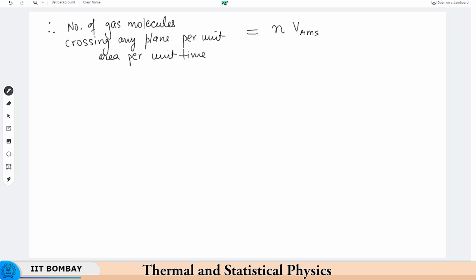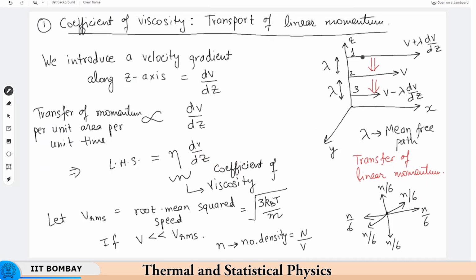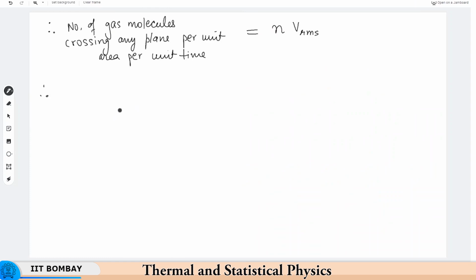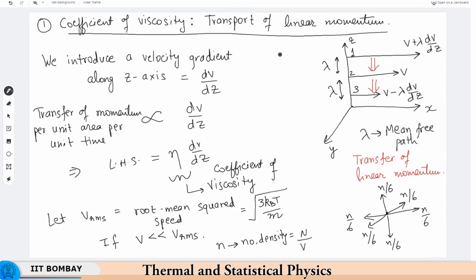All right. So, the next step is: what is the linear momentum of gas molecules moving along one? Remember, the molecules in plane 1 are moving with slightly greater momentum than molecules in plane 2.